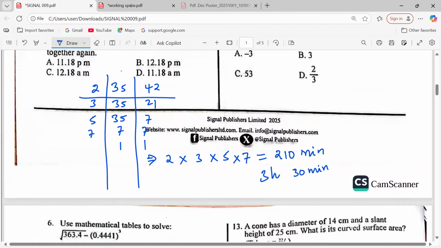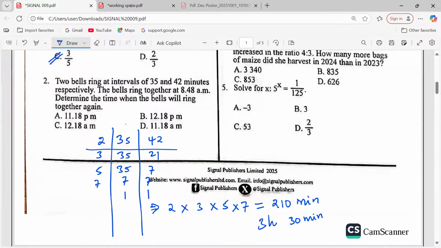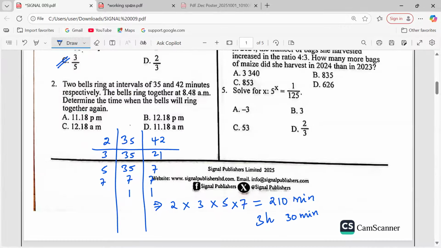Now we ask ourselves, these bells are rung together at 8:48 a.m. What about ringing together again? So they require this interval of 3 hours, 30 minutes. So this is now what we are adding. 8:48, we add 3 hours, 30 minutes. So when we add 48 to 30, 48 and 30 gives us 78. So on the minutes side, we are having 78 minutes.